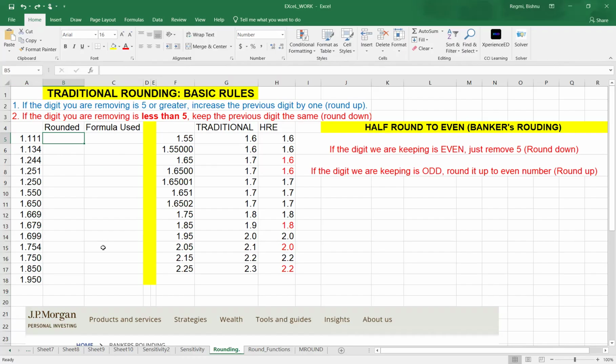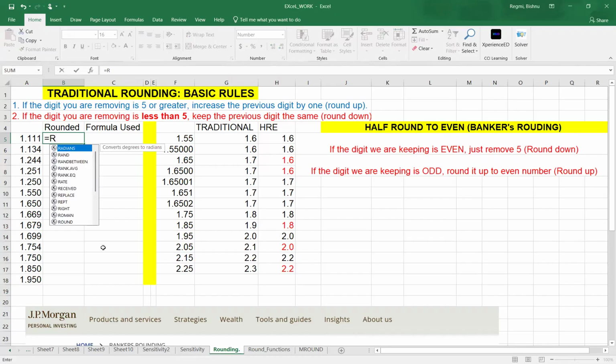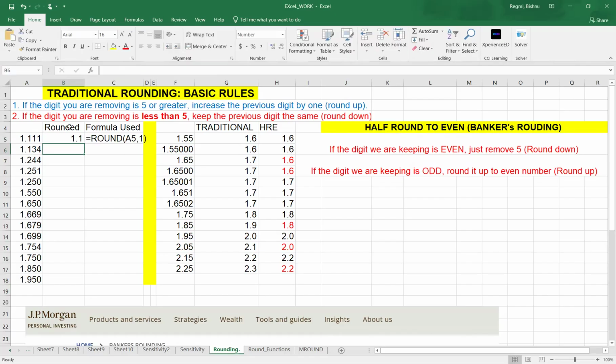For that I can use a round function. So to use the round function, write equal round, open parenthesis, click the value, comma, 1 means one decimal place, hit enter, I get 1.1. And I can drag, and these are the rounded values to one decimal place. The round function uses the traditional method of rounding.